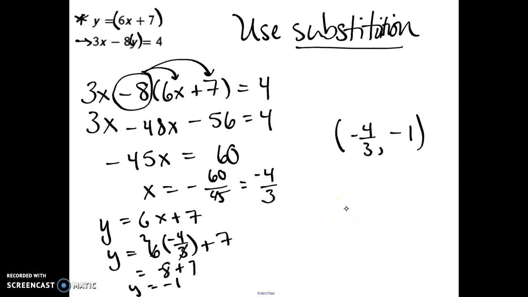And of course, I can go back and substitute this into the equation. 3 times -4/3 gives me -4. Minus 8 times -1 would give me +8. So -4 plus 8 does indeed equal 4. So that is a good solution to the equation.